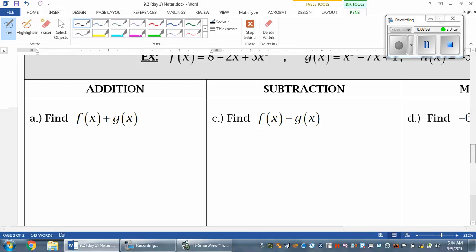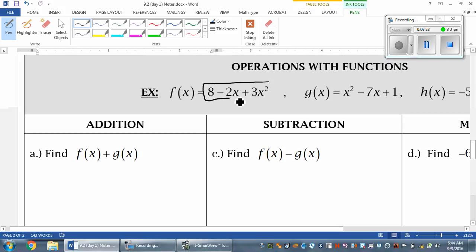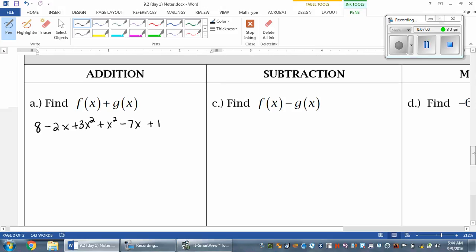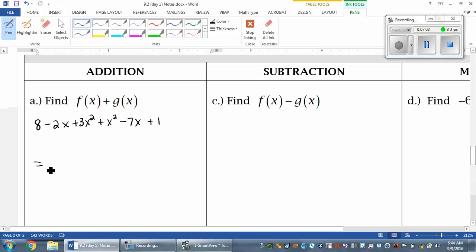So first I'm going to put f of x, which is this. You're not going to put the actual f of x. You're just going to start by writing 8 minus 2x plus 3x squared. Now you're going to add it to g of x, which is plus x squared minus 7x plus 1. Now to find what all of that simplifies to, just find like terms. I have 3x squared plus x squared, negative 2x minus 7x, and then finally I have 8 plus 1.